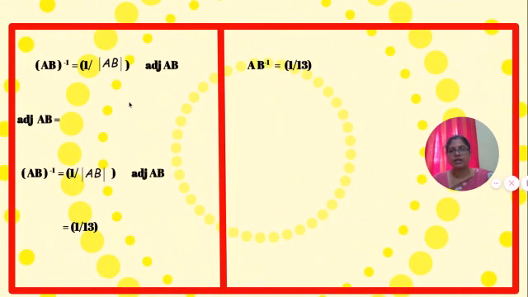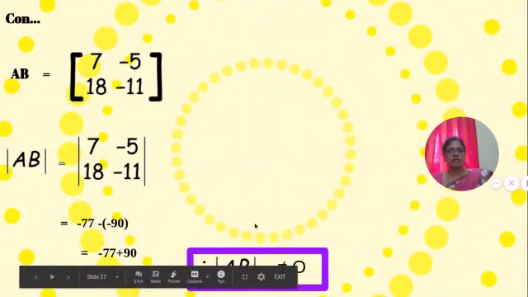Now we have to find the AB inverse. To find AB inverse, we need two values. One is modulus of AB, another is adjoint of AB. We have found the value of modulus of AB as 13 in the last line. So modulus of AB is 13.